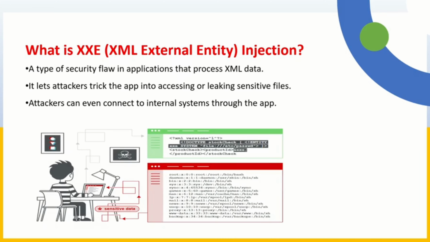XXE injection is a type of security vulnerability that happens when an application processes XML input, like from a file upload, and allows attackers to inject malicious data into the XML. At that time, attackers can connect to internal systems through the app.